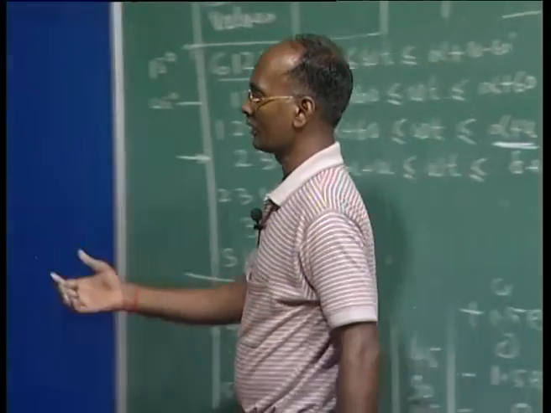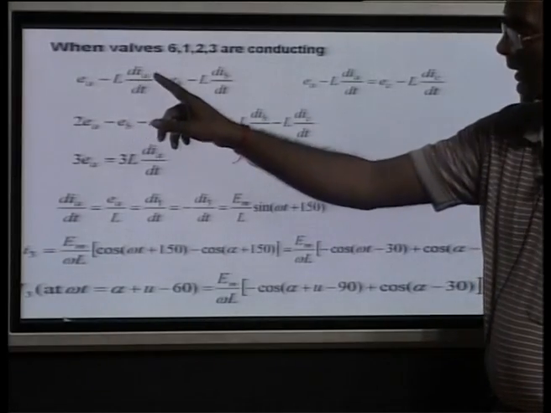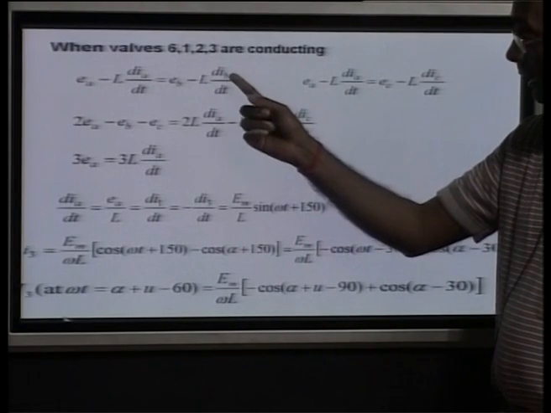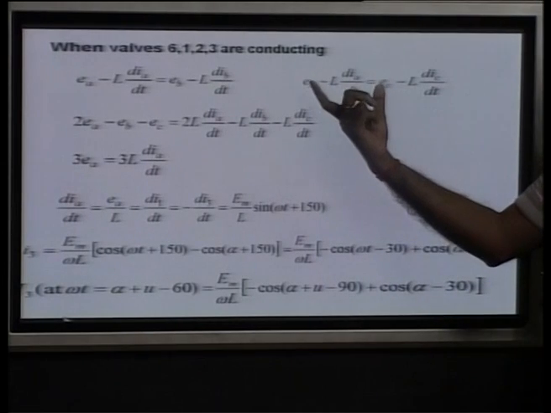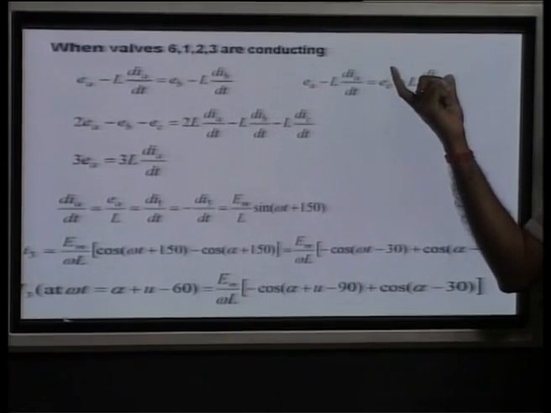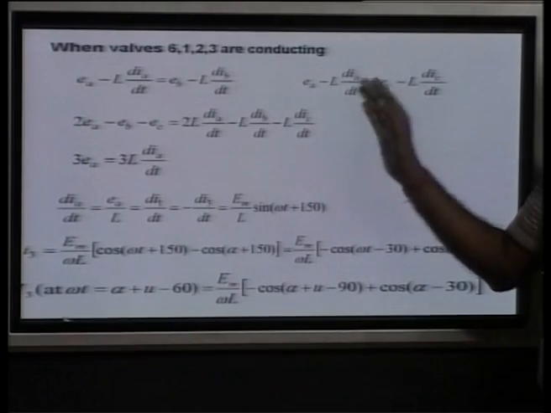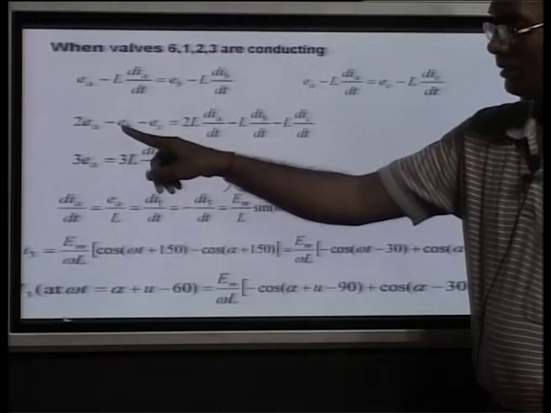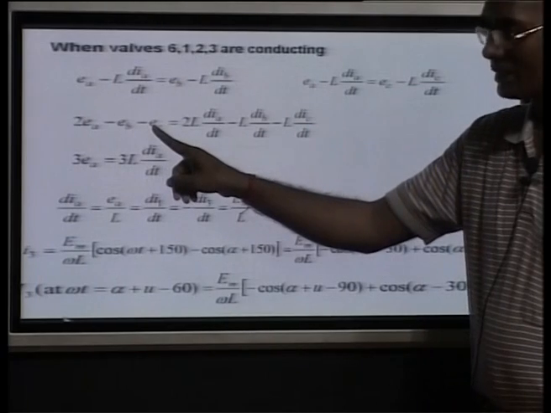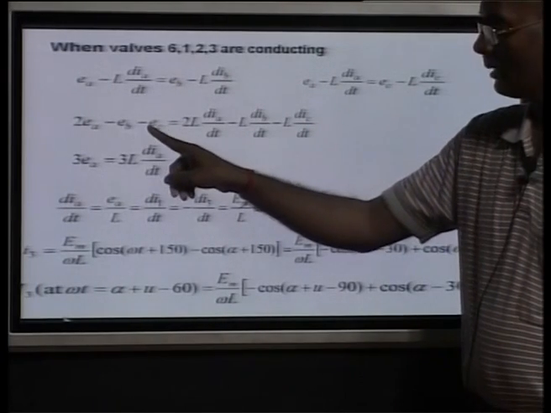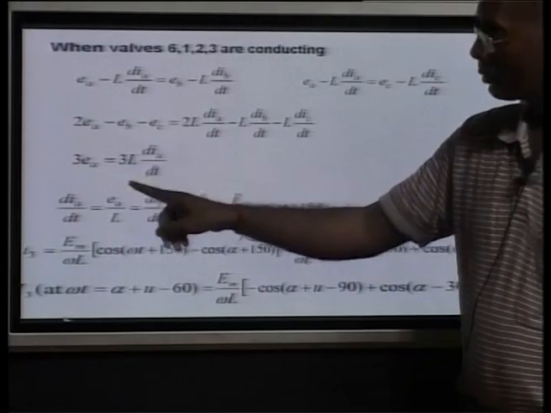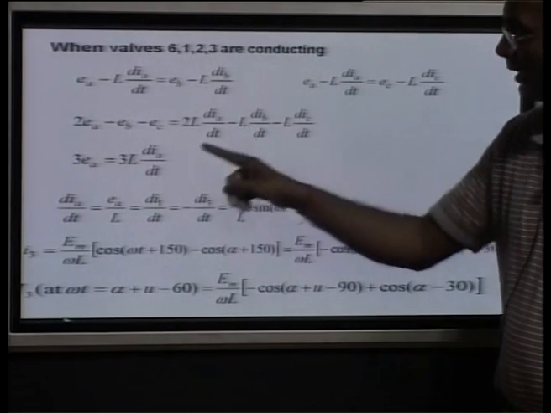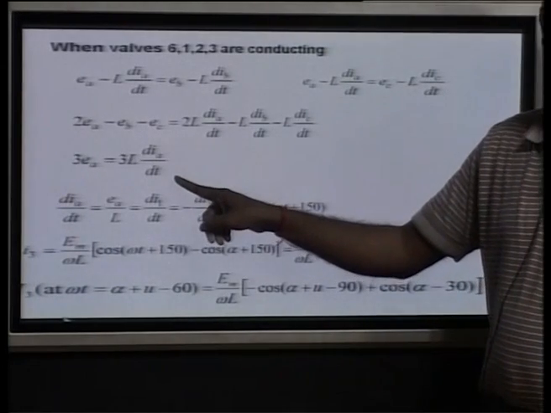I wrote the parallel equation here: EA minus L dIA upon dt will be equal to EB minus L dIB upon dt, and similarly we can say phase A side will be equal to phase C side. Just add these two equations, we are going to get this. Once we are getting this, we can substitute here. So, this is equal to plus EA, because minus EB minus EC is plus EA. So, it is 3. Here we are adding, because it is 2L di by dt, and here again adding, we are getting 3L dIA upon dt.